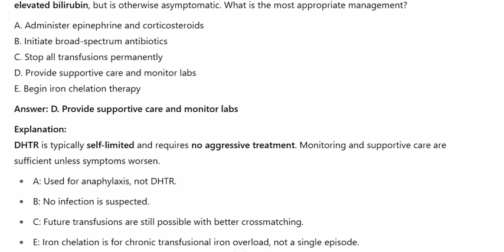Answer: D. Provide supportive care and monitor labs. Explanation: DHTR is typically self-limited and requires no aggressive treatment. Monitoring and supportive care are sufficient unless symptoms worsen. A. Used for anaphylaxis, not DHTR. B. No infection is suspected. C. Future transfusions are still possible with better cross-matching. E. Iron chelation is for chronic transfusional iron overload, not a single episode.